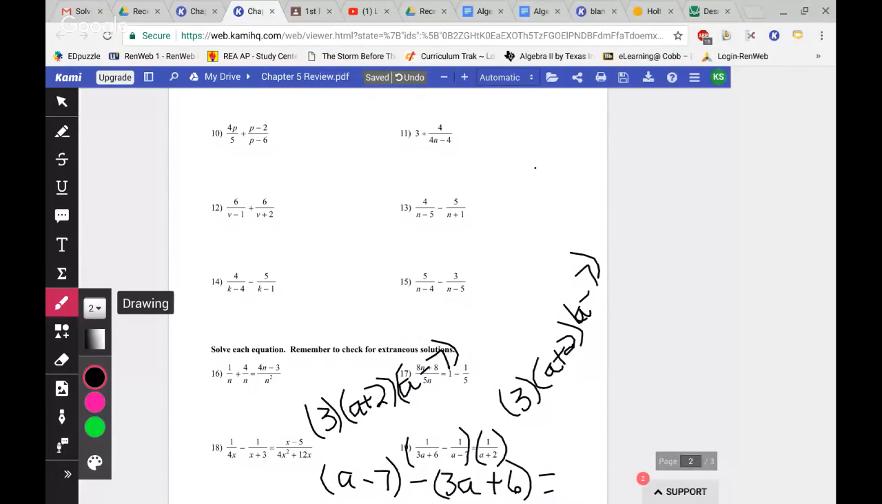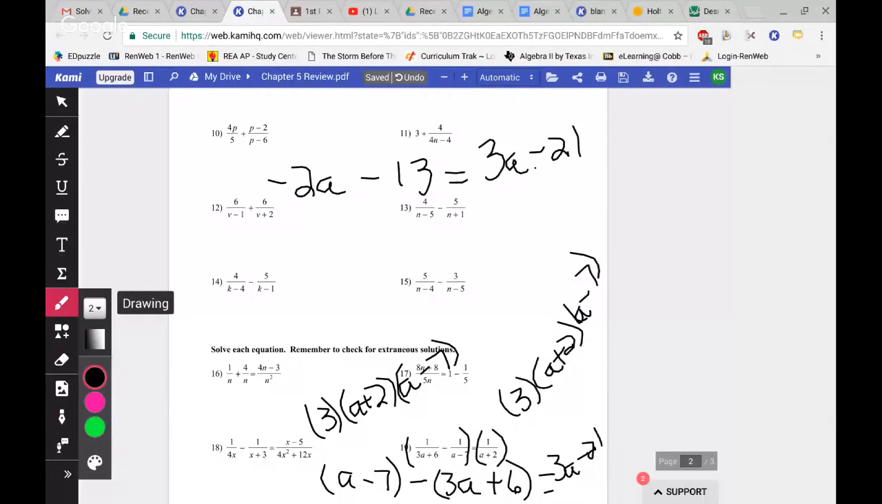So a plus 2 goes into that with a 3a minus 21 left over because I distributed that 3 to the a minus 7. And now I'm going to do a minus 3a, which is a negative 2a, and minus 7 minus 6 is a minus 13 because I distributed that minus over to the 6, equals 3a minus 21.